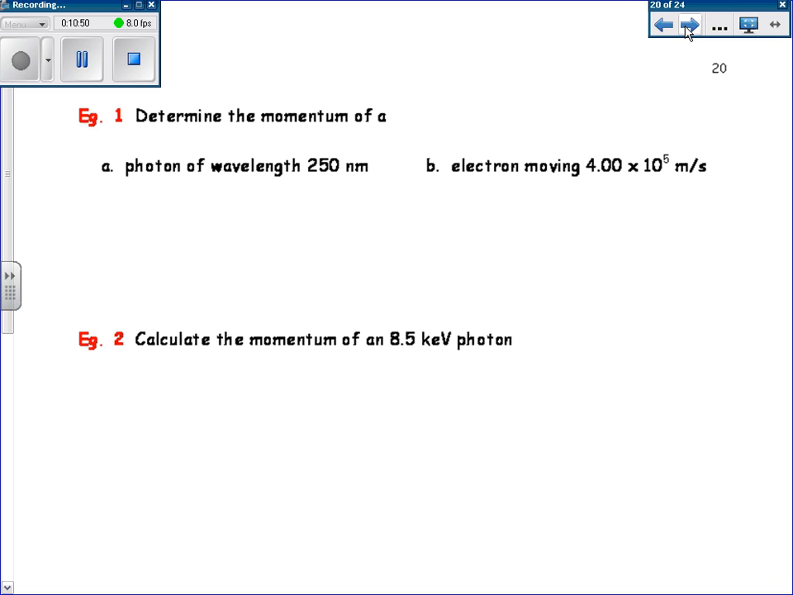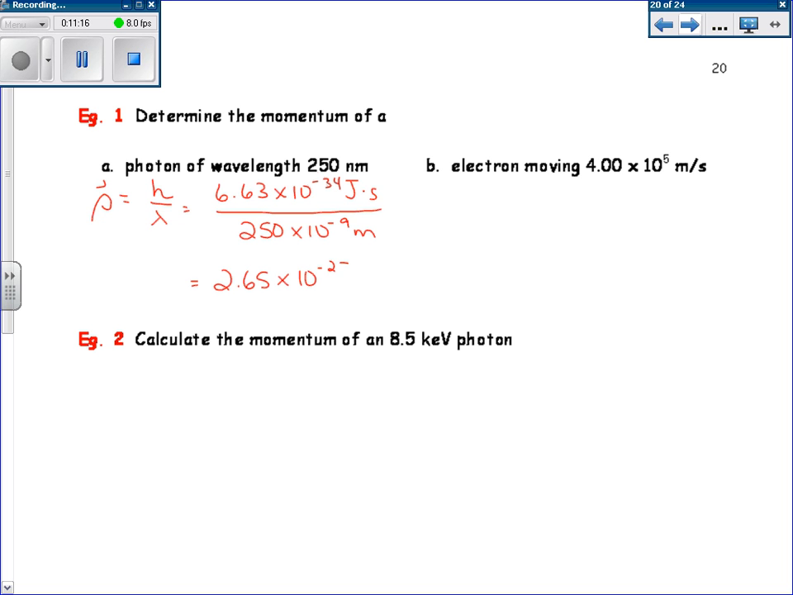So we want to determine the momentum of a photon of wavelength 250 nanometers. So momentum is Planck's constant over wavelength, which is 6.63, always 6.63 times 10 to the negative 34 joules seconds. Do not use the electron volts version here. And then that's divided by 250 times 10 to the negative 9 meters. And that will give you a momentum of 2.65 times 10 to the negative 27.